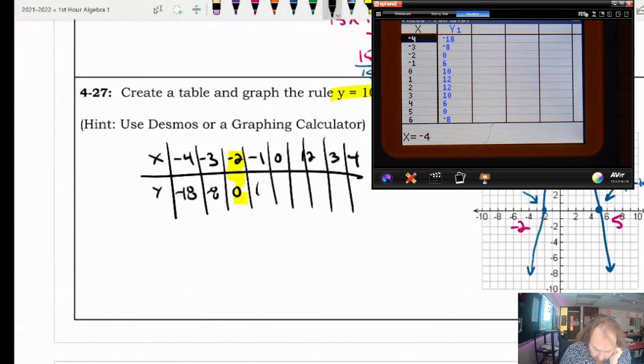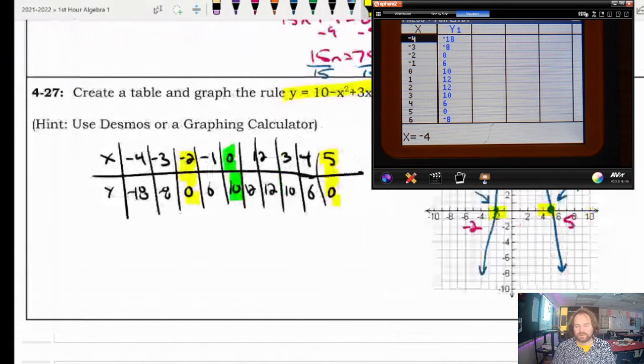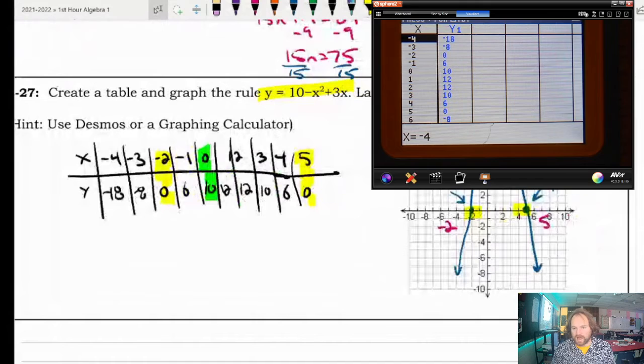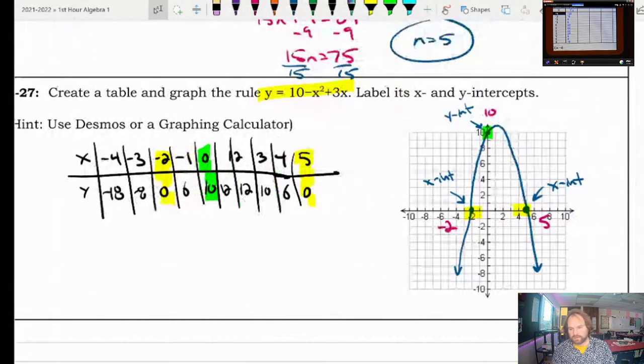Negative 1 is 6, 0 is 10. We also already knew that one, because right there. 1 is 12, 2 is 12, 3 is 10. 4 is 6. You see the same numbers repeated. And then 5 is also 0. Again, we already knew that one from those right there. So there's your x and your y intercepts on the table and also in the graph. Let the calculator do all of the work for you on this problem.